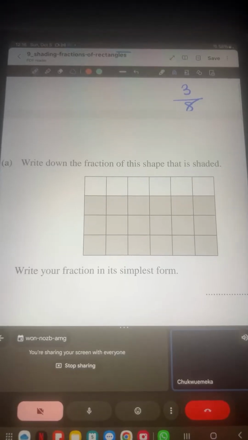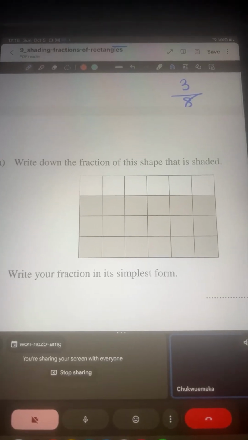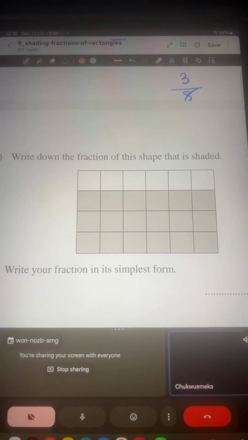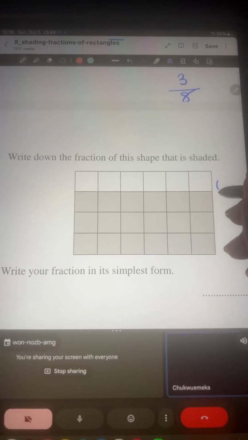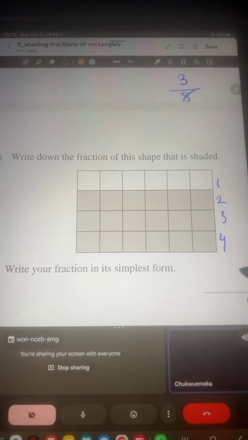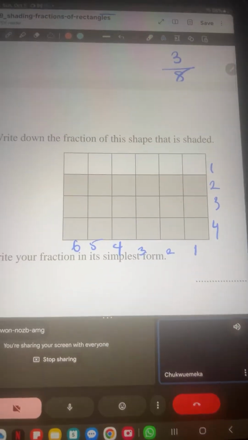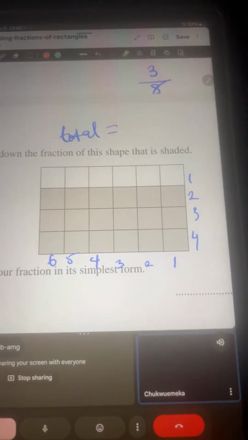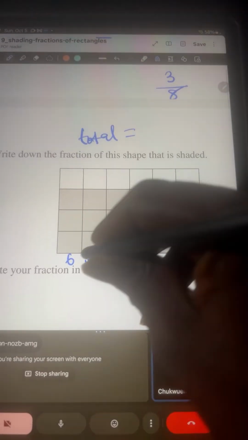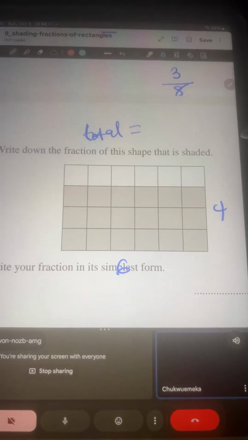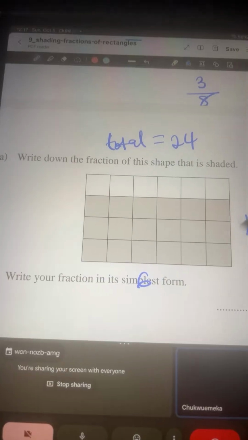What fraction is shaded? To find the fraction that is shaded, first of all, let us know how many small squares there are, both the shaded ones and the unshaded. If you count, this is 1, 2, 3, 4, right? Yes. And if you count this side, this is 1, 2, 3, 4, 5, and what? 6. Am I right? Yes. So the total will be 6 times 4, since we have 6 by 4. This particular side is 6, while this side is 4. So the total number of squares here will be 6 times 4, which is what? 24.